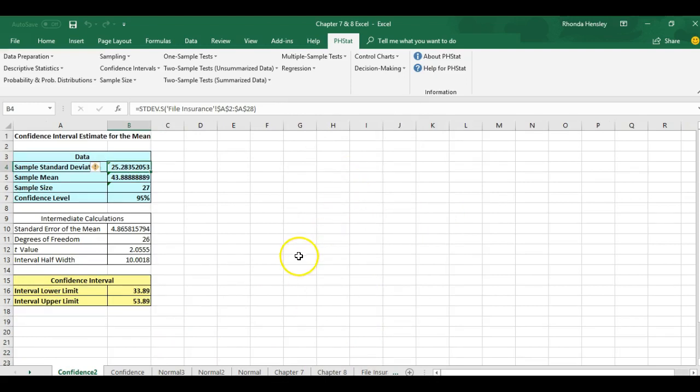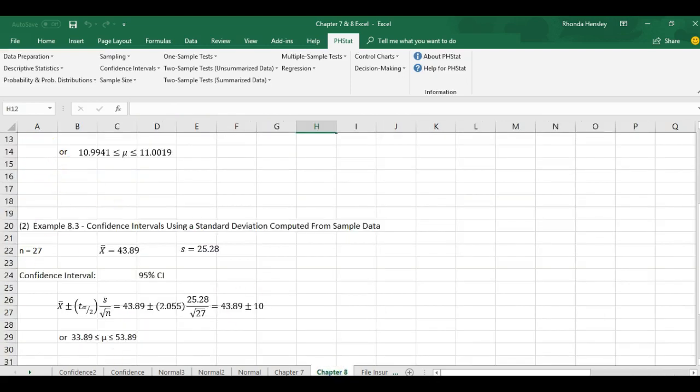And this should give me my upper and my lower boundary for my confidence interval. So it's 33.89 to 53.89. And you can see, if I go back to chapter 8, that's the same thing I got when I did it by hand. Okay, so anyway, that's how you do those two.